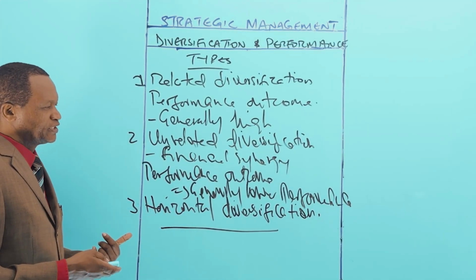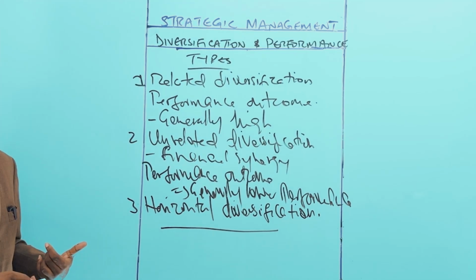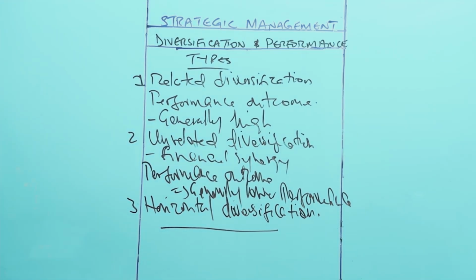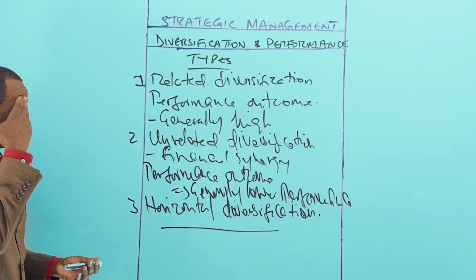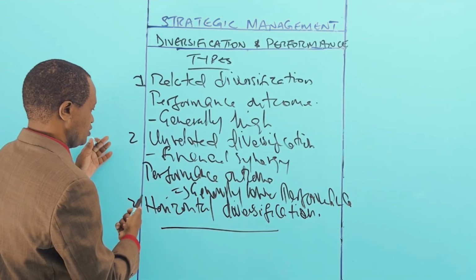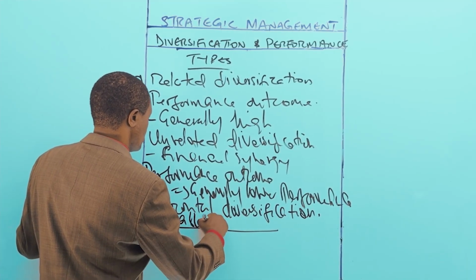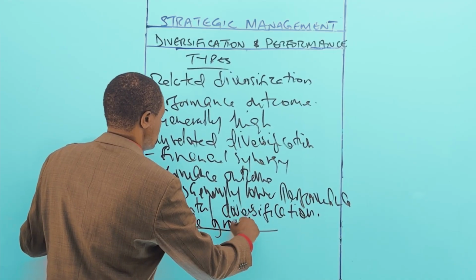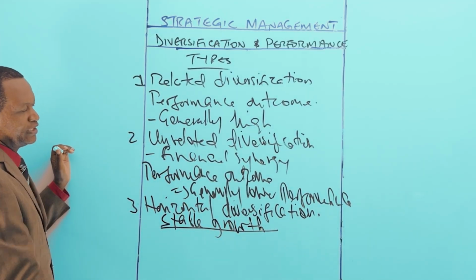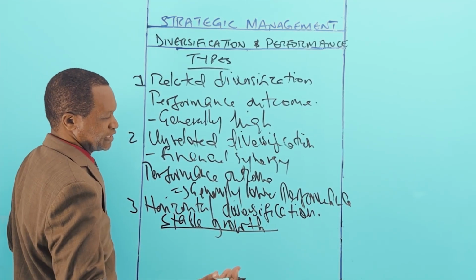So what will be the performance outcome? What do you think, candidates, will be the performance outcome? Here the performance outcome will be relatively stable growth. Because you see here, the company is leveraging on the current customer base.